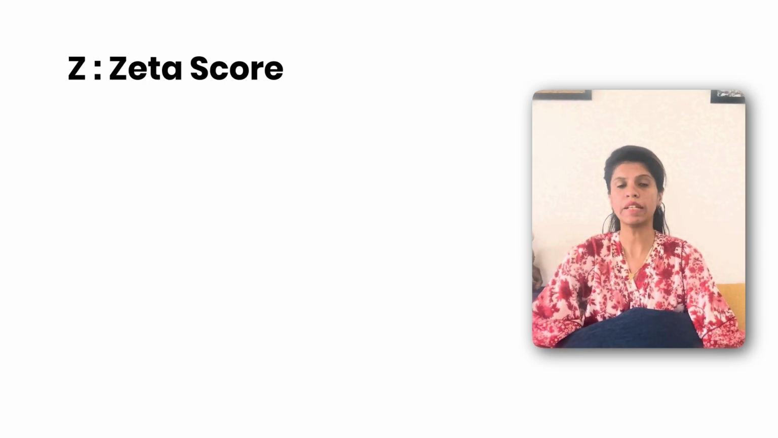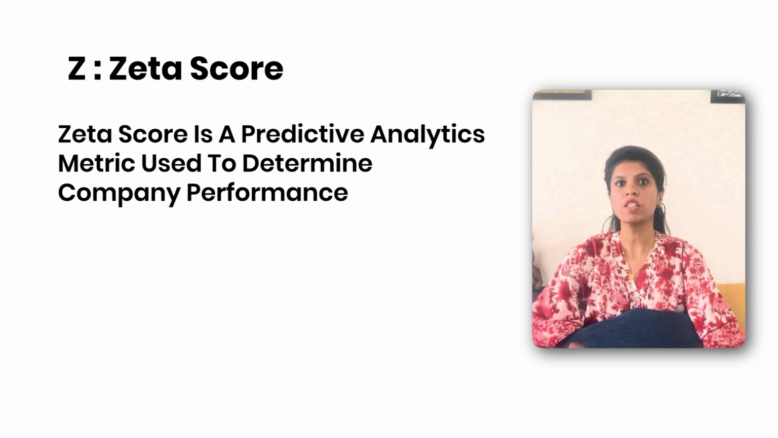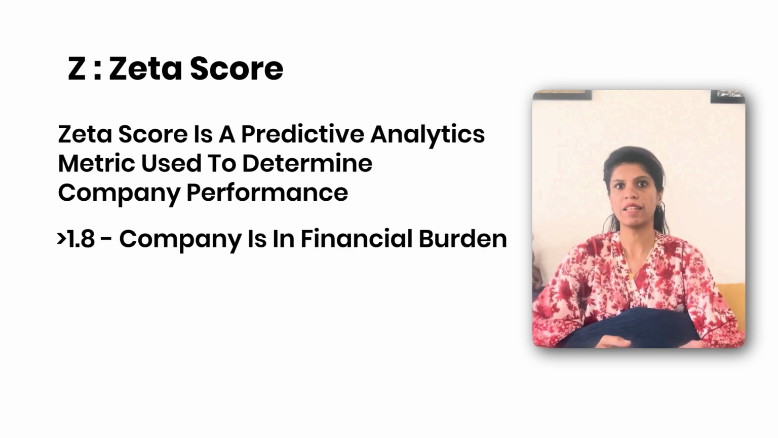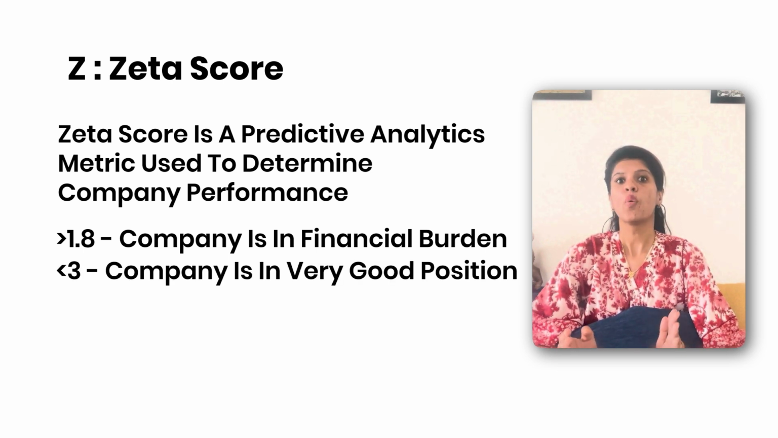Then we have Zeta score. Zeta score determines the company's performance, how good the company is right now. If the Zeta score is less than 1.8, we say the company is in financial distress. But if the Zeta score is more than 3, we say that the company is in a very good position.